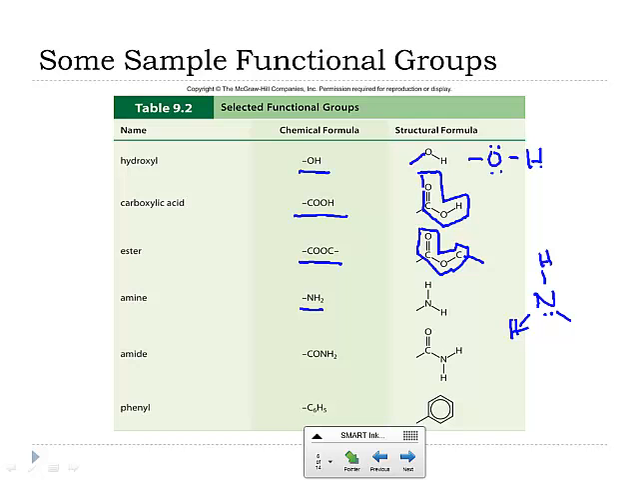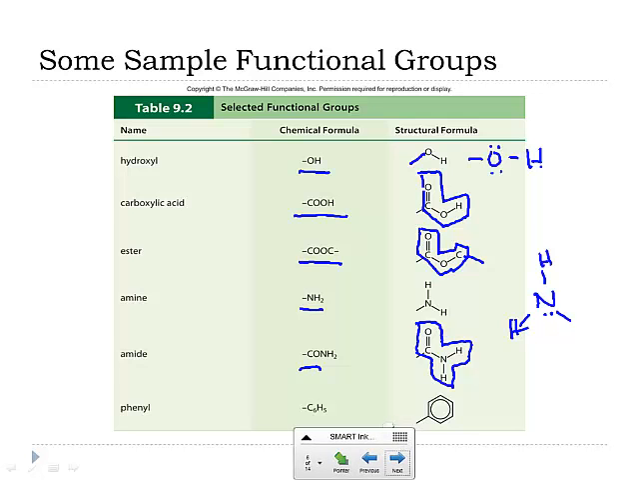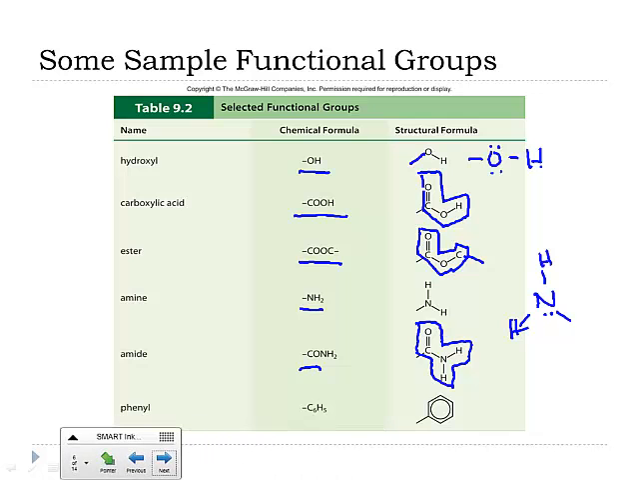Similarly, there's an amide functional group, and amides are CONH2. So if you see an NH2 next to a CO, you've found an amide. And lastly, there's that phenyl ring that we were talking about. Phenyl rings, this is just another way of drawing it. A phenyl ring is 6 carbons bonded in a ring, 1, 2, 3, 4, 5, 6. And there are double bonds in every other position. And there are H's. And one of those just goes somewhere else.